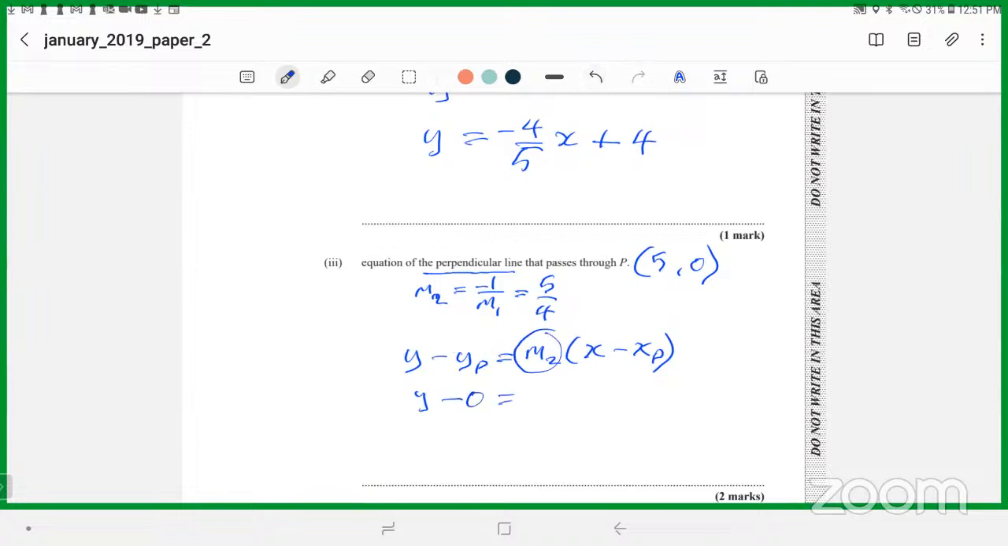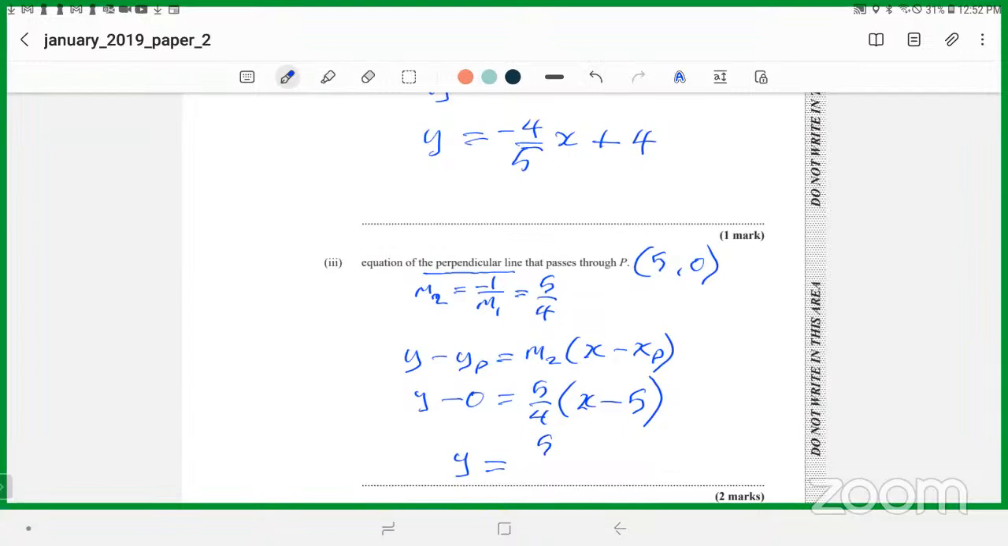The perpendicular gradient is 5/4, so 5/4 into x minus the x value at the point right here, which is 5. Since this over here is just y alone, I'm going to write y equals, and just multiply this over this bracket. I'm not going to bother to multiply the 4 by this side this time. So it's 5/4 times x, that's 5/4x.